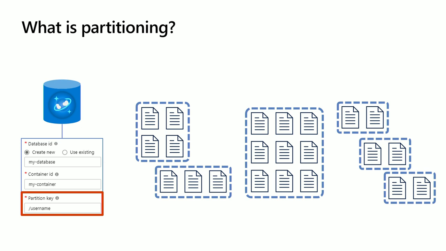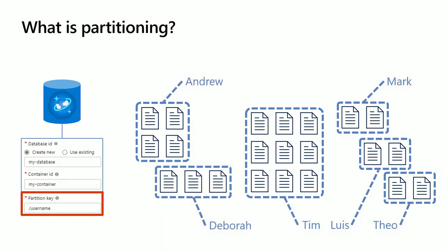Okay? So if we took the example of a container partitioned by username, as is the case here on this screenshot, we would end up with different logical partitions, one containing all the documents where username equals Andrew, a second one with all the documents where username equals Deborah, and so on.